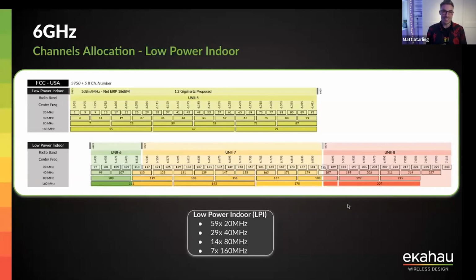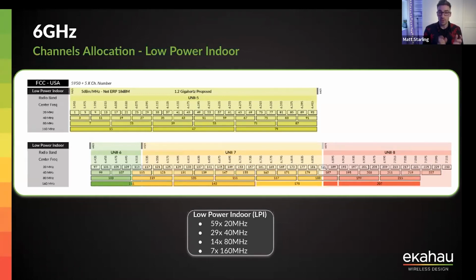What we have next is the 6 gigahertz channel allocation. First, we're going to look at the LPI that Mac was just talking about, the low power indoor. We are looking at the FCC allocation right now. Remember, they're getting an additional 1.2 gigahertz of spectrum that they can use. This means that they are going to be using the upper end of 5 gigahertz all the way through 6 gigahertz to the lower part of 7 gigahertz.